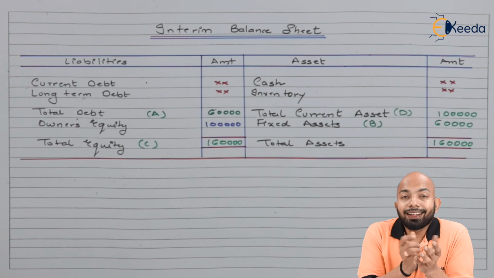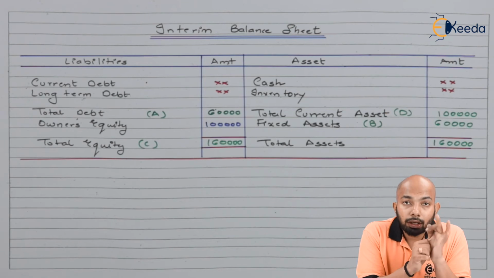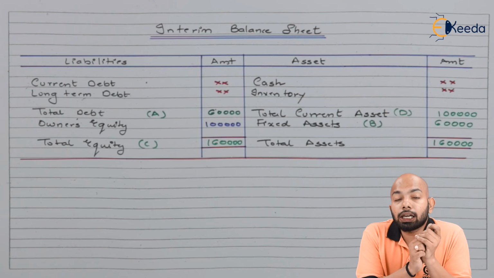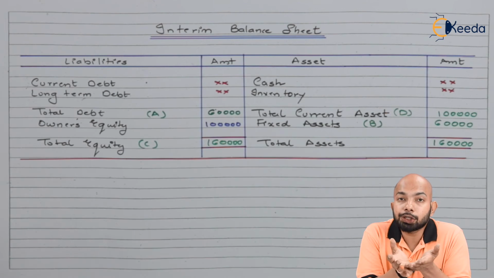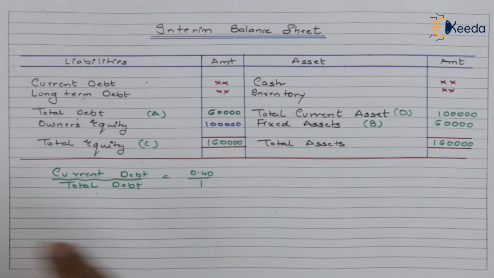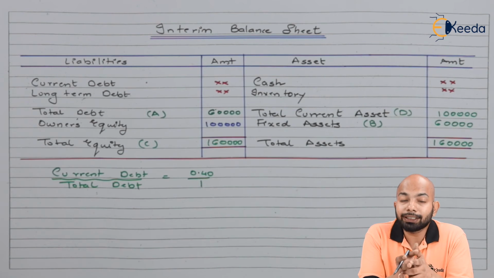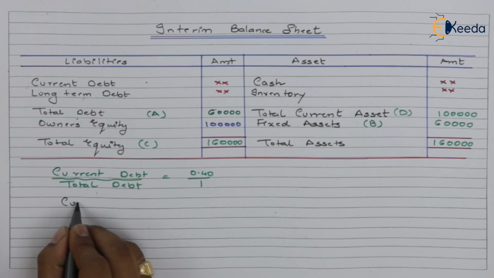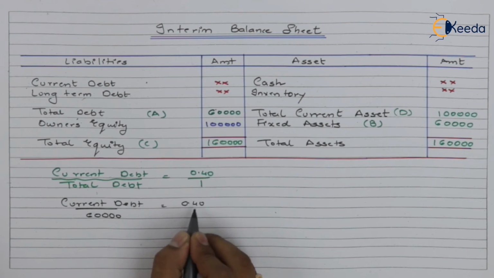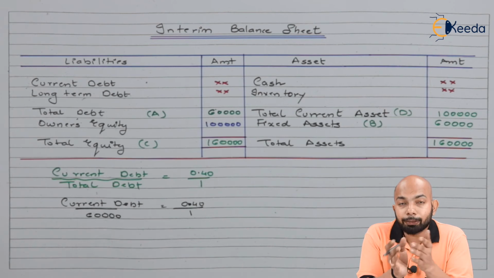So let's do that. Now that we have the interim balance sheet prepared, wherever cross marks are there is what we'll be finding out. The first thing we'll do is find out the current debt, because we have the ratio there, 0.40. Current debt is to total debt has been given as 0.40 is to 1. So let's use that. This is the total ratio that has been provided to us, out of which total debt is something that we already have. So now we can figure out the current debt here, that is cross multiplication again.